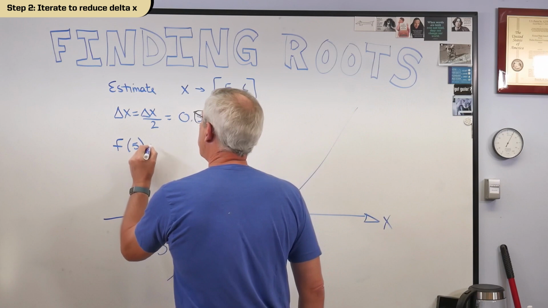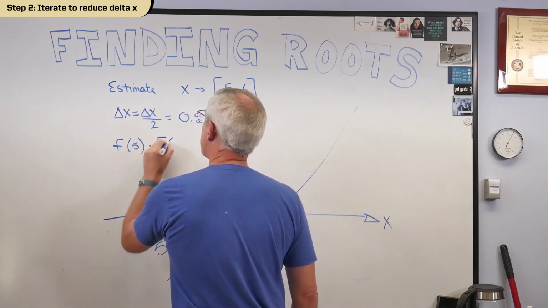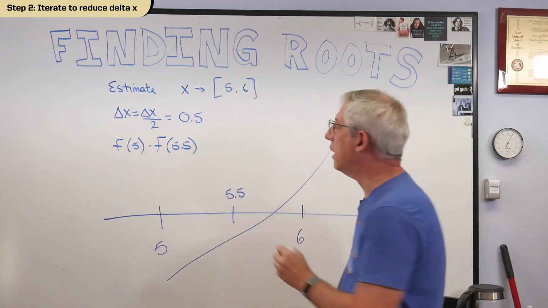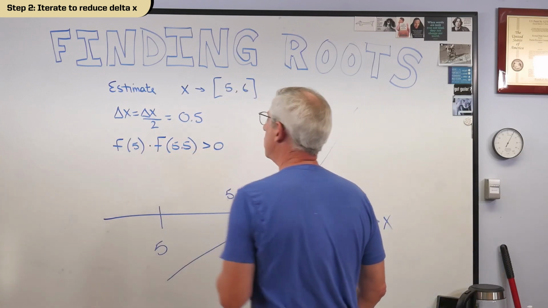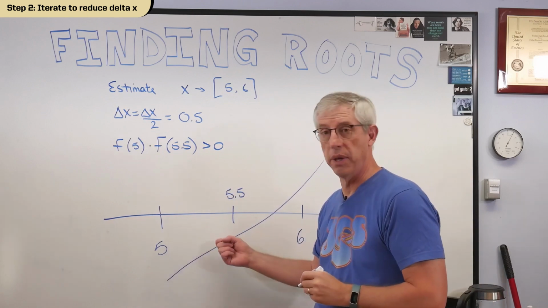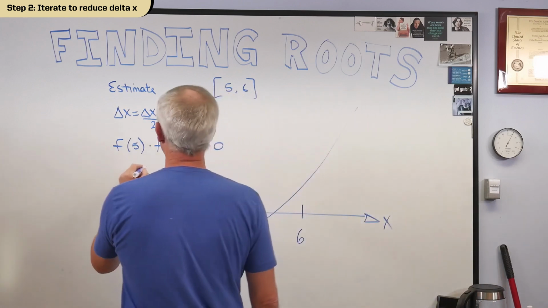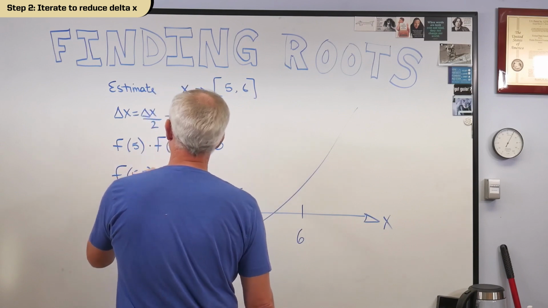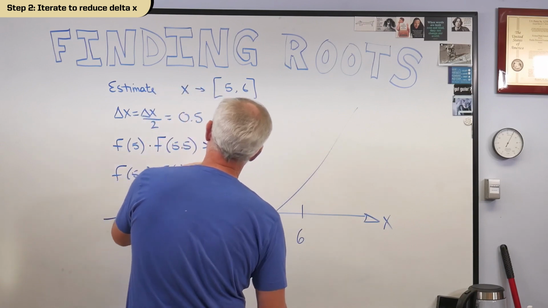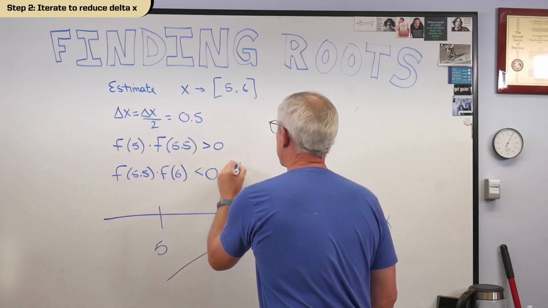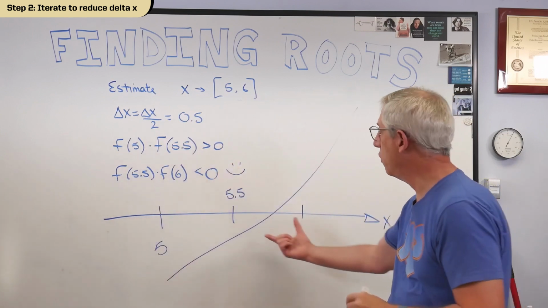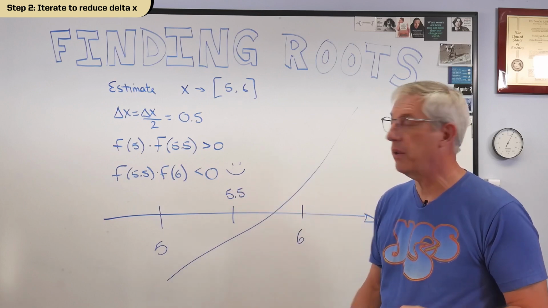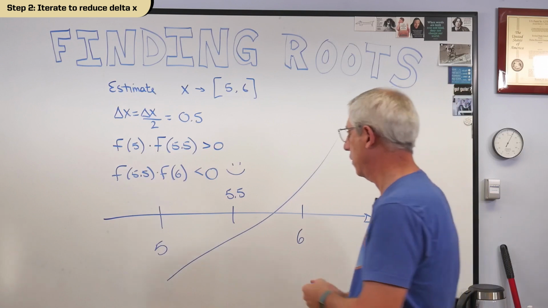So let's see, f of 5 times f of 5.5. Okay, these are both negative, so that's still greater than 0. I know the root isn't there. Let's try something else. Let's go f of 5.5 times f of 6. That is less than 0. There. Now I know the root is between 5.5 and 6. Well, let's update our estimate now. I'm going to erase some stuff here.